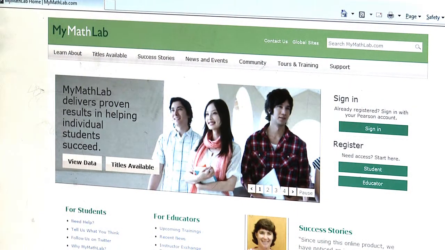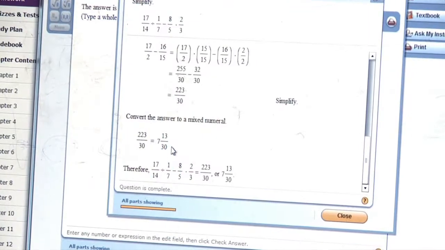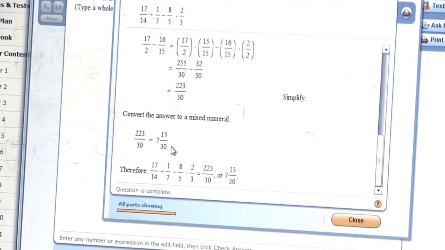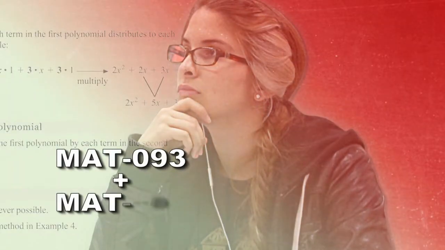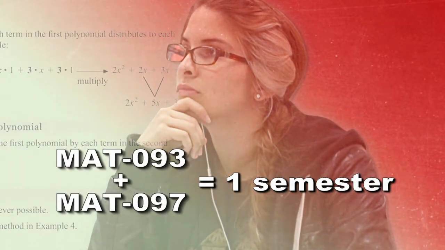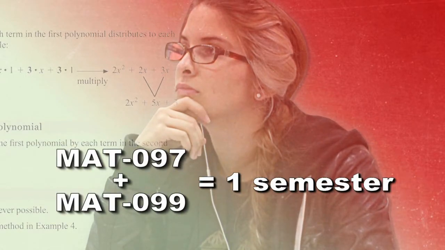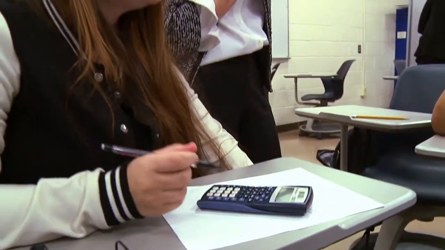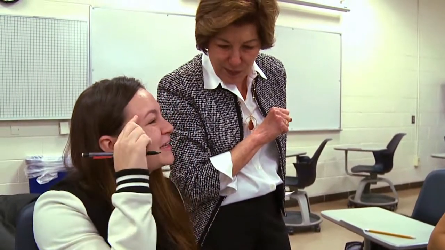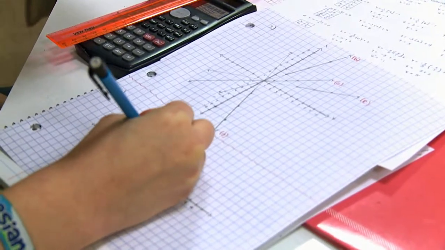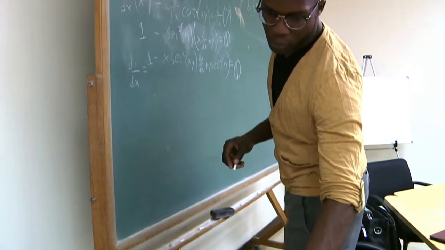At Bunker Hill Community College, all the developmental math courses use one textbook across the three courses and require that you work on Pearson's MyMathLab software for skills-based training. Acceleration is an option for highly motivated students to complete both MAT 093 and MAT 097 in one semester, or MAT 097 and MAT 099 in one semester. If this option interests you, ask your instructor for more details. You will need to make a written commitment with your instructor and be able to work independently some of the time.